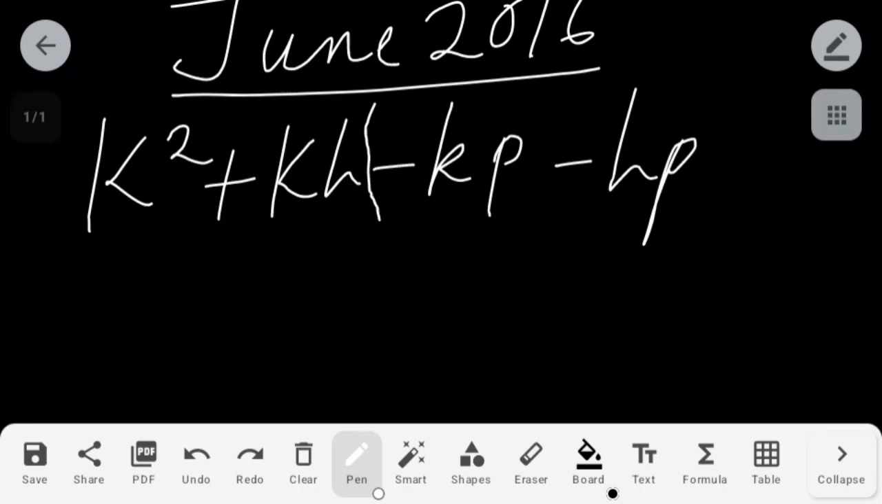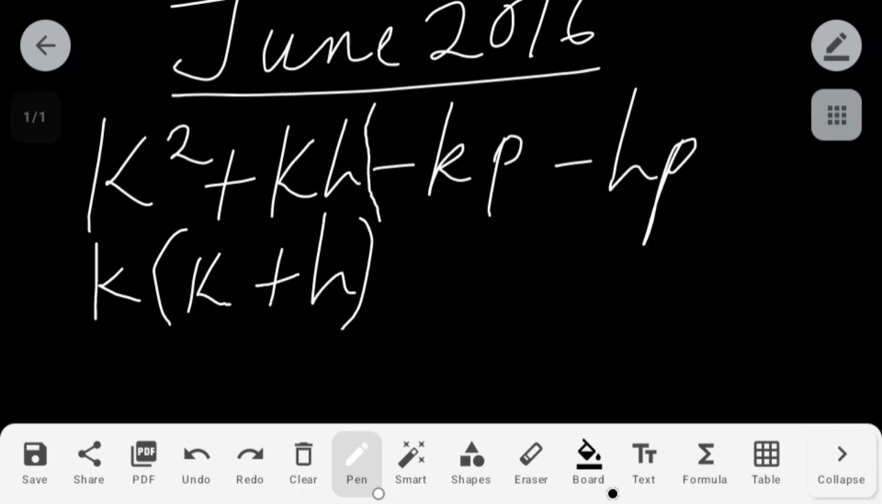Here, in k squared and kh, a common factor of k squared and kh is k. To get k squared, you need to multiply k by another k, and to get a positive kh, we need to multiply k by a positive h, like this. Similarly, the sign in common is a negative and the variable in common is p. So to get a negative kp, you need to multiply a negative p by another k, and to get a negative hp, you need to multiply negative p by a positive h, like this.